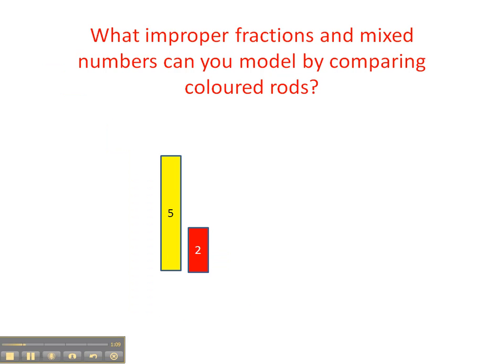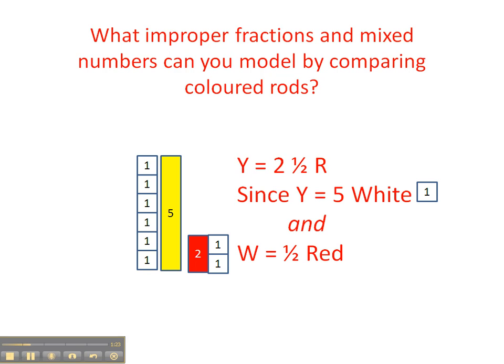She compares a yellow rod with a red rod, and so she writes an expression that is y, meaning yellow, equals 2.5 red. Now she needs to prove that this is true, and she does. She finds that there are 5 units in the yellow rod, and there's 2 units in the red rod. So y equals 5 white, and white equals half a red. That means there's 2 whites in 1 red.